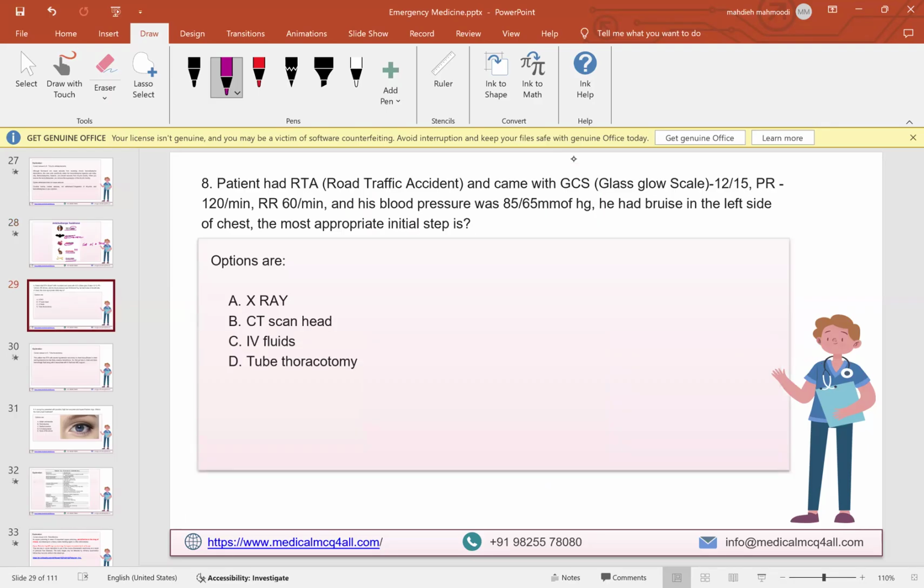Patient had RTA, comes with GCS 12 out of 15. Pulse rate 120. Respiratory rate 60. Blood pressure 85/65. He has bruises in the left side of the chest. The most appropriate initial step: X-ray, CT scan of the head, IV fluids, tube thoracostomy.